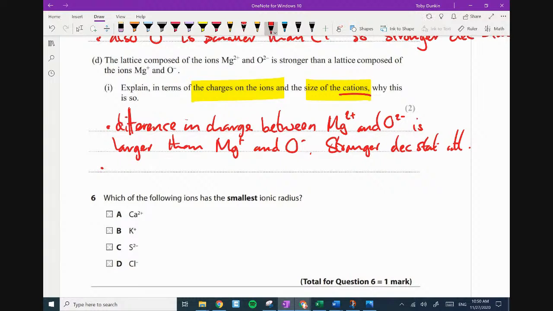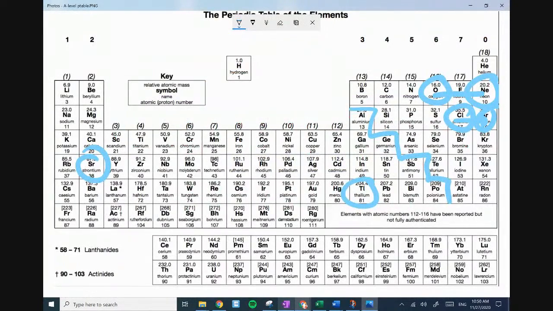Next bullet point, size of the cation. Oh, that's weird. So hang on, cations are positive. So, okay, who's going to be bigger? So, actually, I'll just do it here.